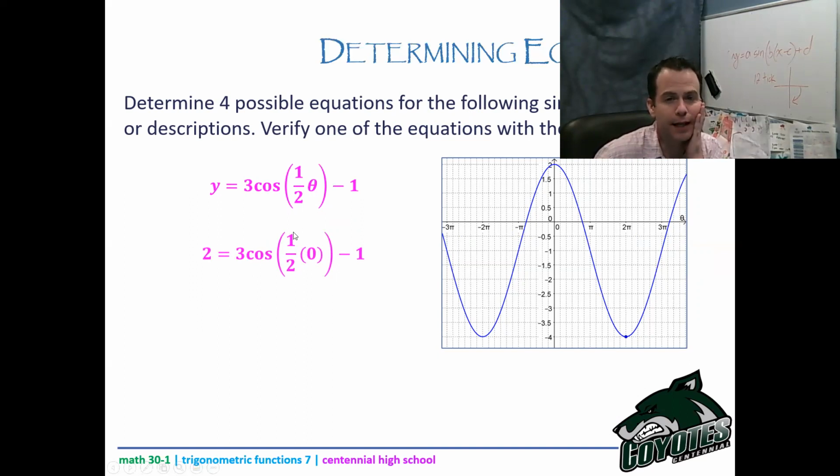So plug that in, I got 1/2 times 0. So again, this is cos of 0. Cos of 0 is 1, so I'm looking at 3 minus 1, and I get a verification of 2 equals 2. Sorry about that.